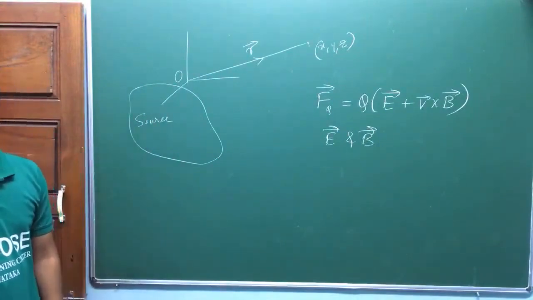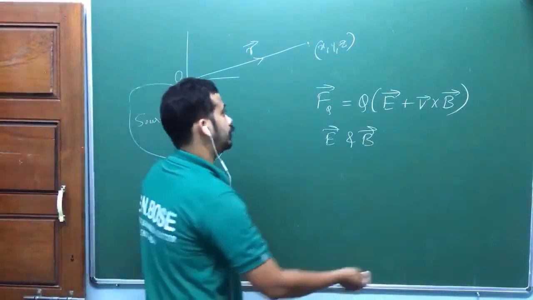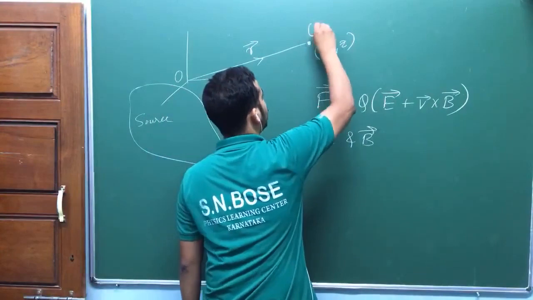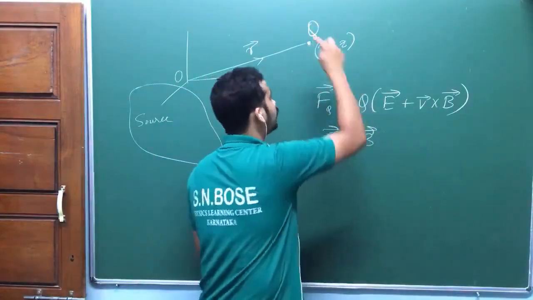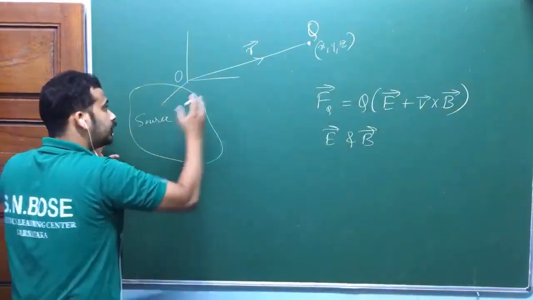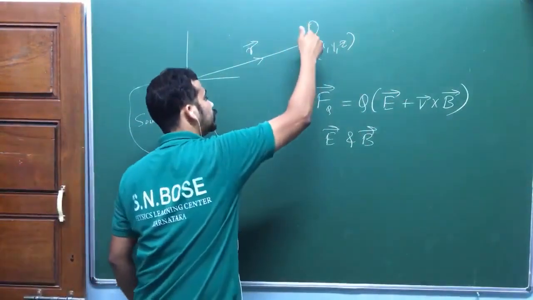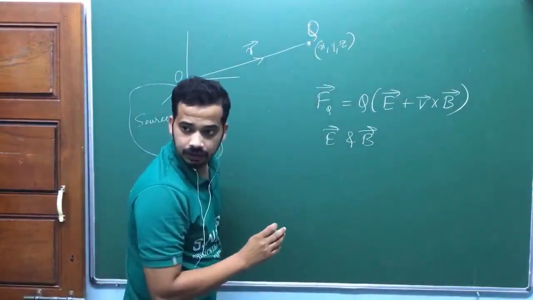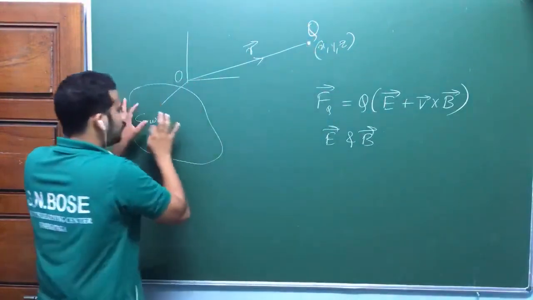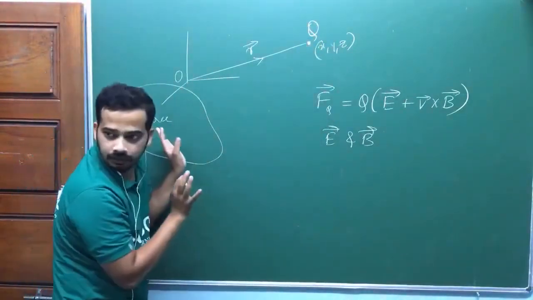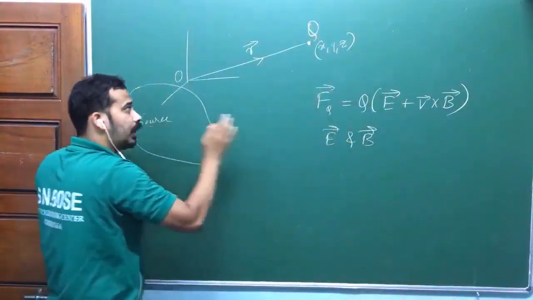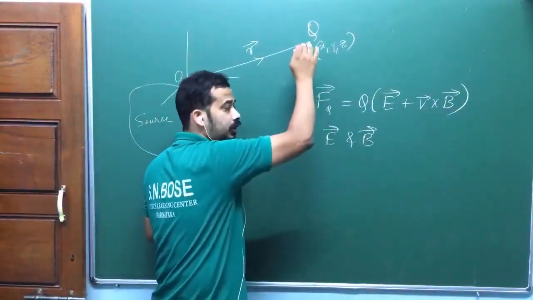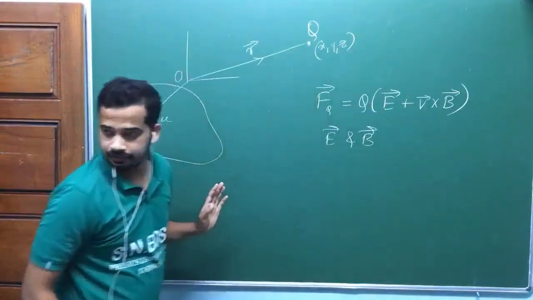And one more assumption we do: if you place a charge Q at this point, then this electric field and magnetic field will not change. That means these sources will not be affected by the presence of this charge. Again, these you maintain somehow. When you place this charge, these are not disturbing, and whatever the electric field you have assumed earlier, the same electric field exists.